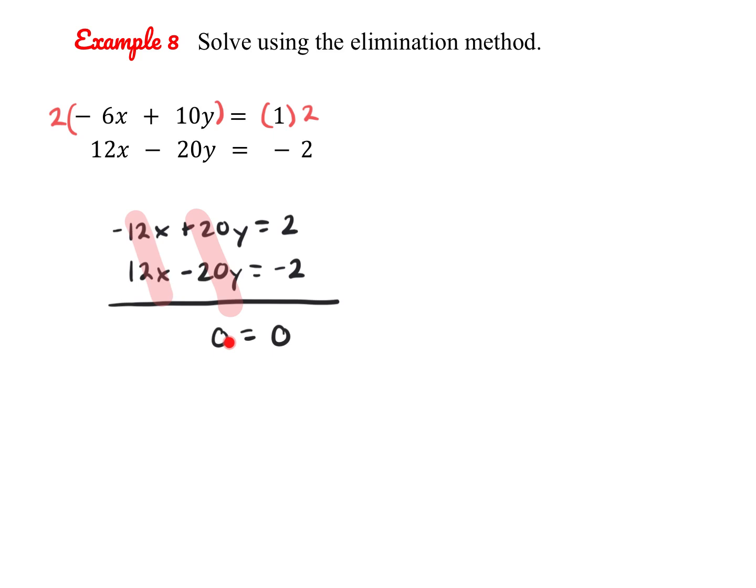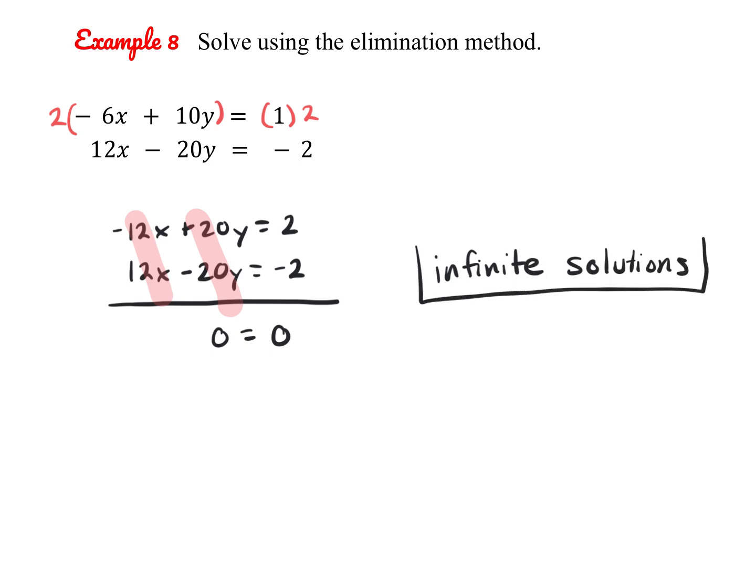So when your variables disappear, but you're left with a true statement like this, where it says 0 equals 0, for a case like this, it means that we have infinite solutions. So if you look at the equations, they actually are just the same equation, but multiplied by a different multiple. So if I multiplied my top equation by negative 2, I would actually end up with the same exact equation as my second equation. So when you essentially have the same equation, just in a slightly different form, again, we have infinite solutions.